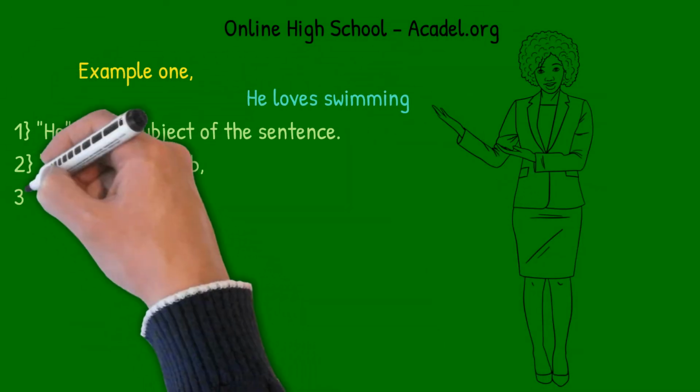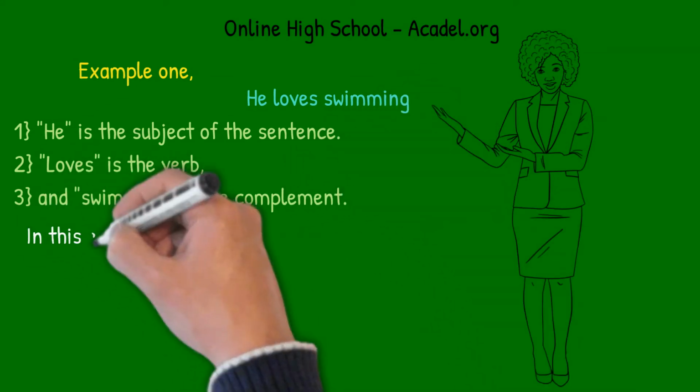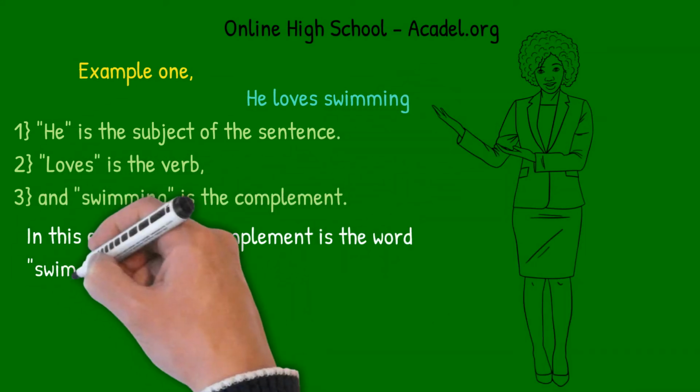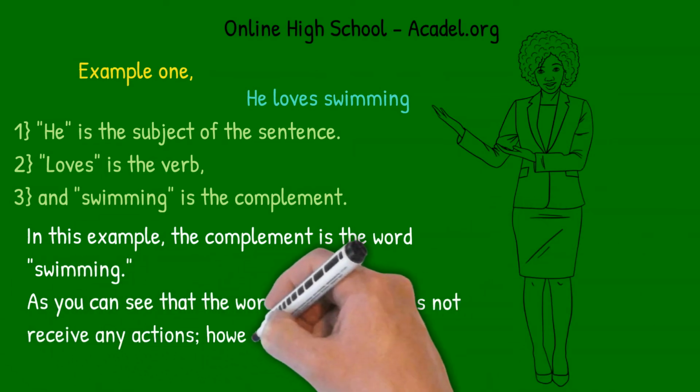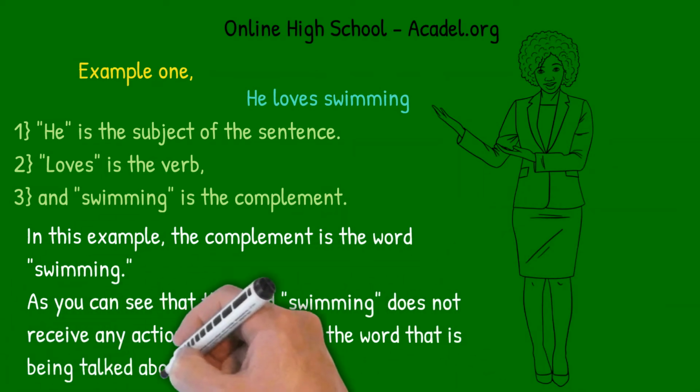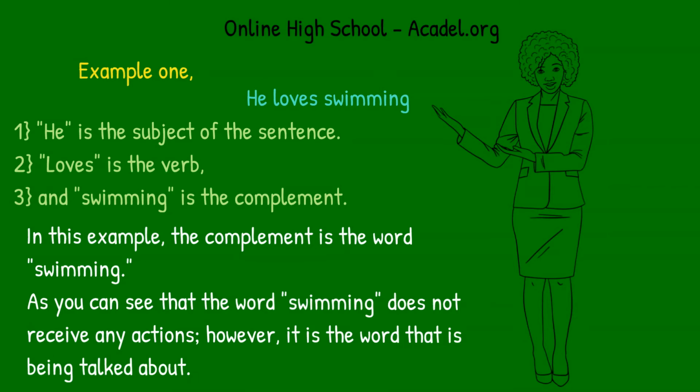Example 1. He loves swimming. He is the subject of the sentence. Loves is the verb. And swimming is the complement. In this example, the complement is the word swimming. As you can see, the word swimming does not receive any action. However, it is the word that is being talked about.